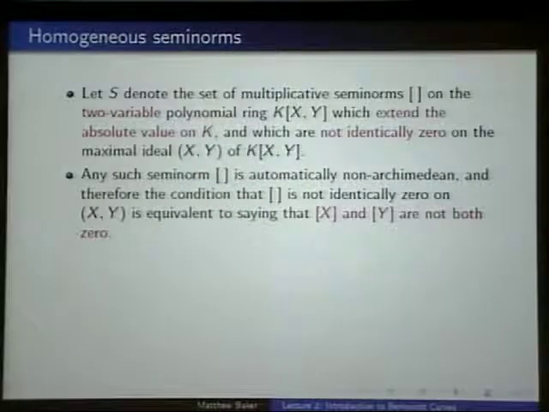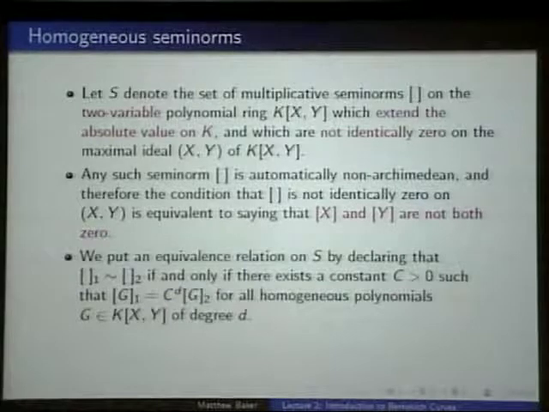And so you can check that this condition, that the seminorm doesn't vanish on the maximal ideal, is the same as saying that one of |x| or |y| has to be non-zero. So this will be like the condition that in projective space, both coordinates are not allowed to be 0.